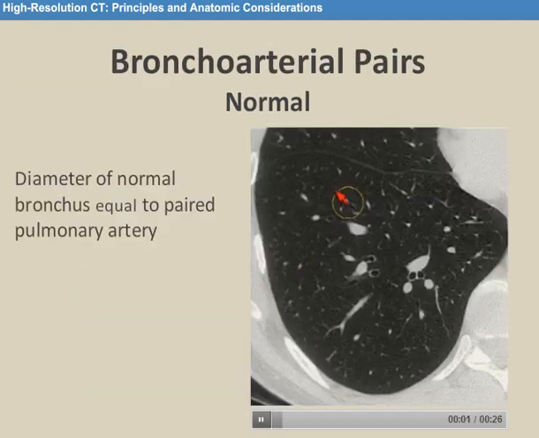If we zoom in, we can look at the so-called broncho-arterial pairs. We know that the pulmonary arteries are paired with and travel with an airway within the lung. And these should be roughly equal in size and sharply defined.